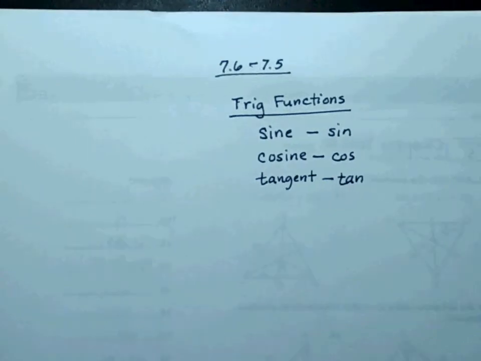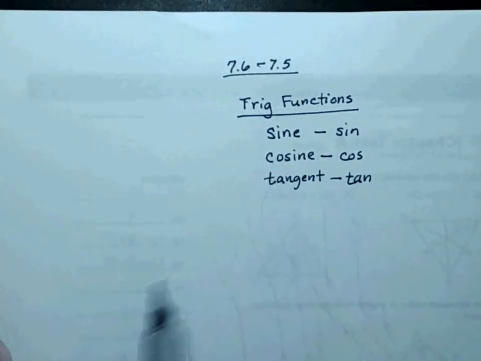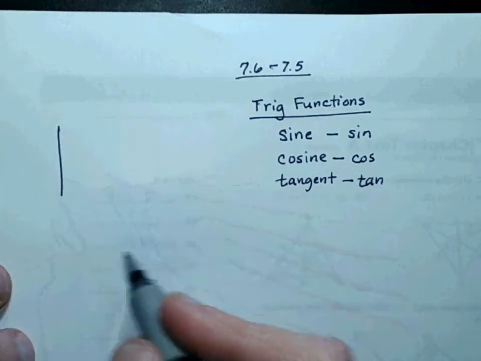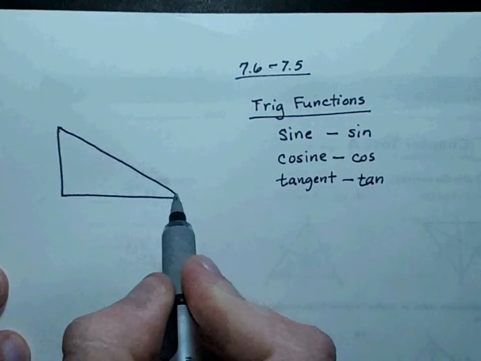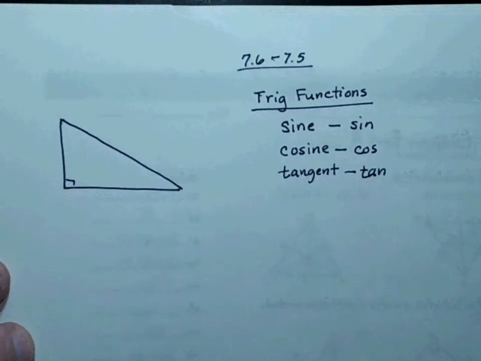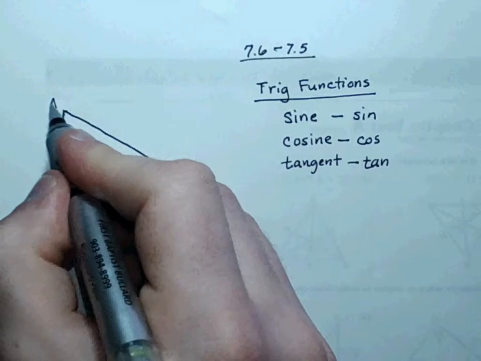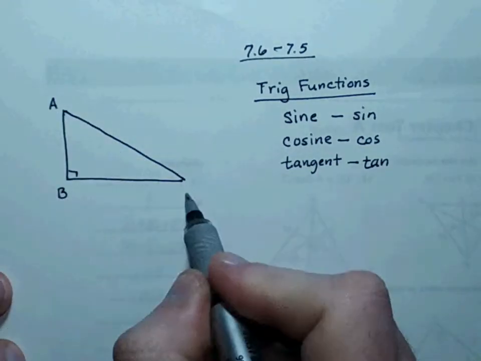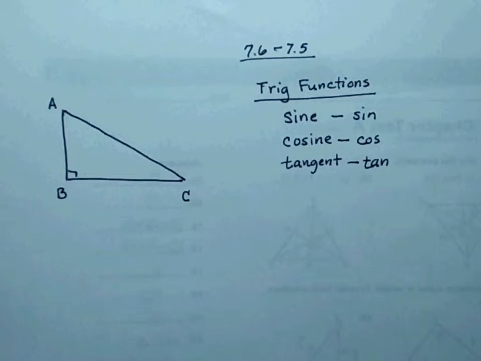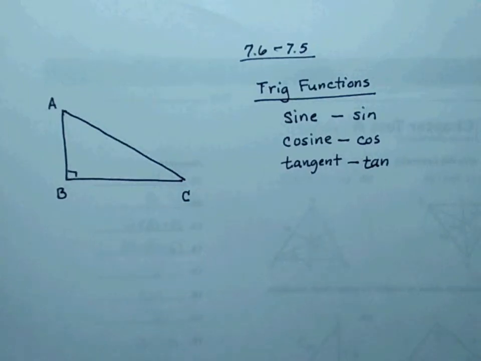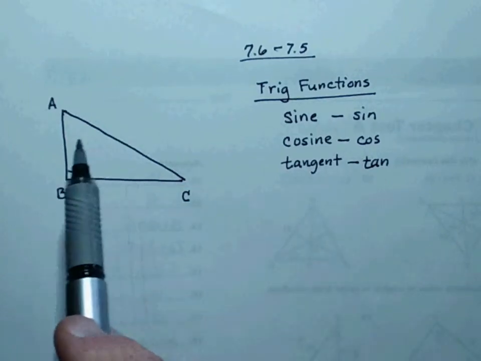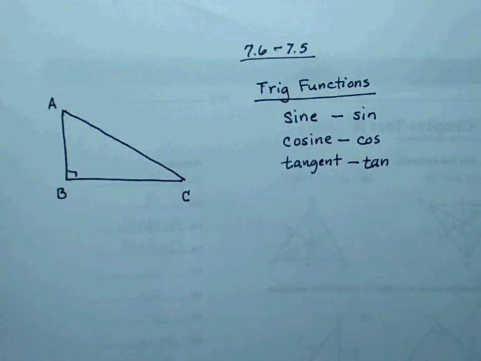I'll let you know. So let's talk about what sine, cosine, and tangent are. Let's draw a triangle. We're going to just use sine, cosine, and tangent with right triangles. So we've got this right triangle here. We're going to label it A, B, and C. What sine, cosine, and tangent are is they are ratios of these different sides of our triangle. Once we do some examples, it's going to start making more sense.